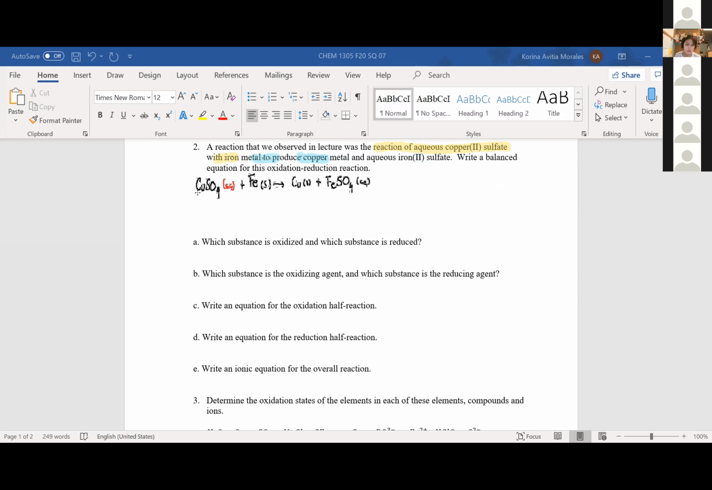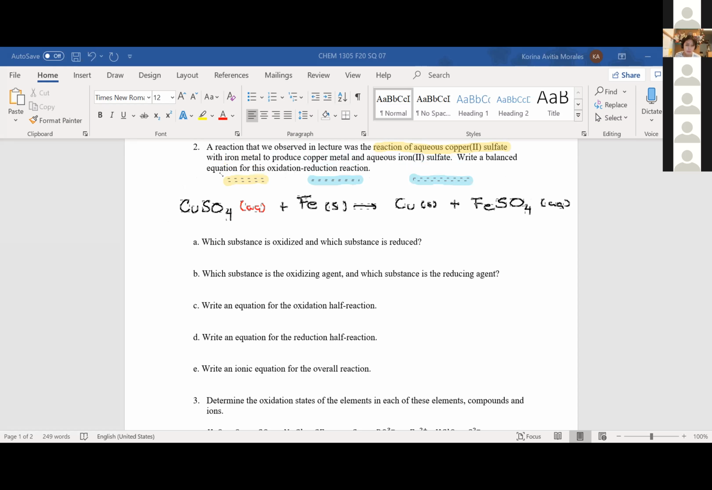Okay, so what's the next thing that we need to do whenever we have a redox reaction? We need to write the oxidation numbers. So what is the oxidation state for oxygen? -2. What's the oxidation state on copper? +1? Isn't it +1? No. Right, which copper are we dealing with here? +2, right? Should be +2.